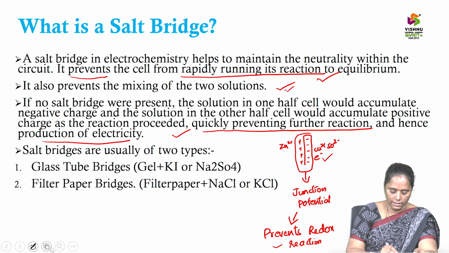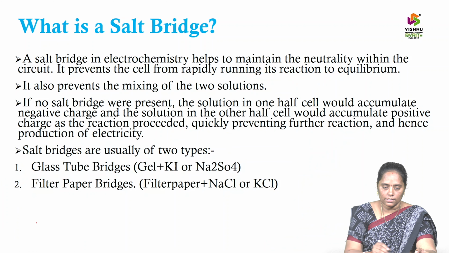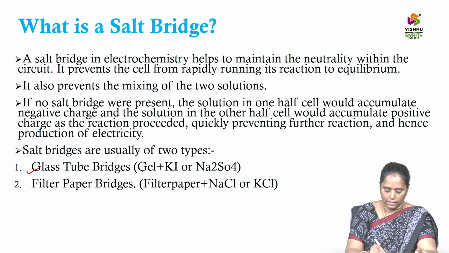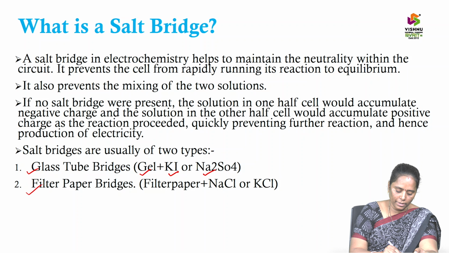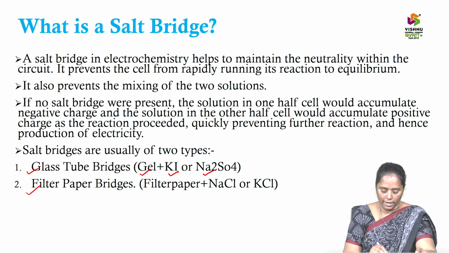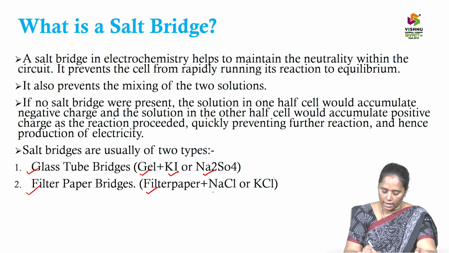The salt bridge generally consists of two types. One is glass tube bridges. The salt bridge contains some gel plus a salt. It may be potassium iodide or sodium sulfate. The other is filter paper bridges. The salt bridge is also made up of filter paper, which consists of filter paper and sodium chloride or potassium chloride.